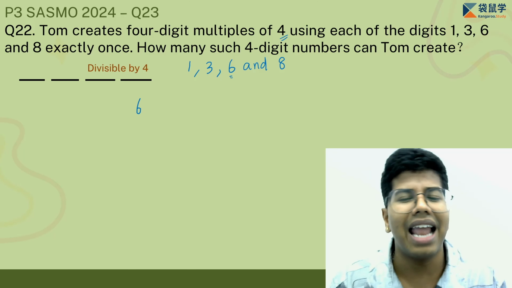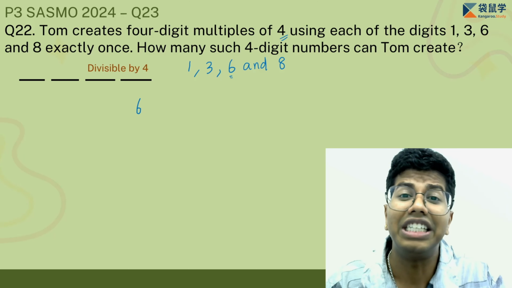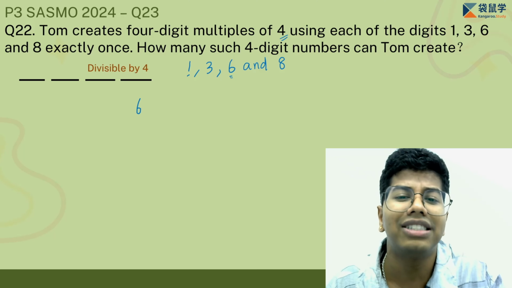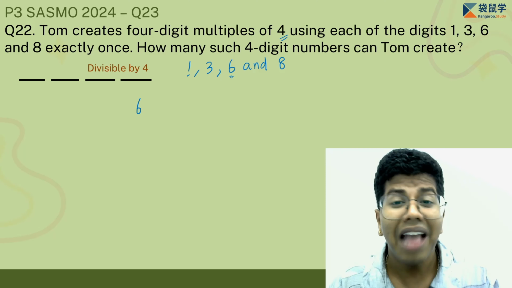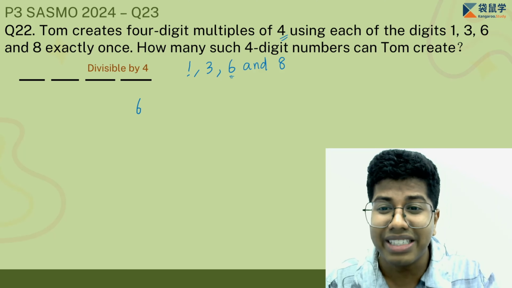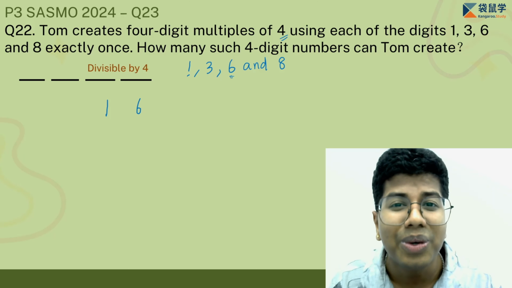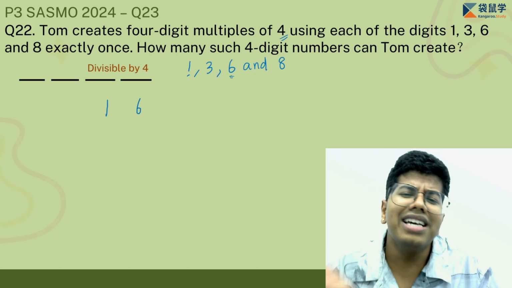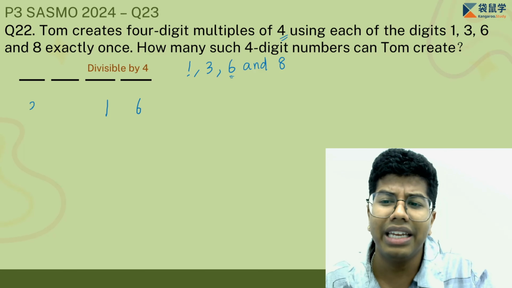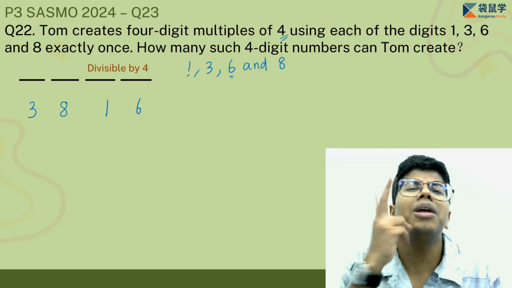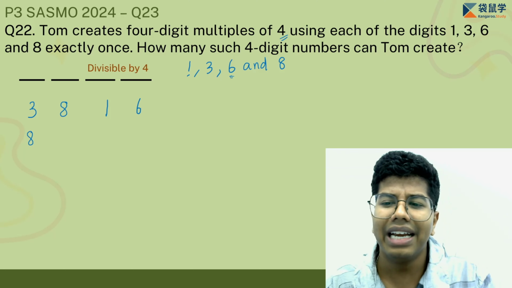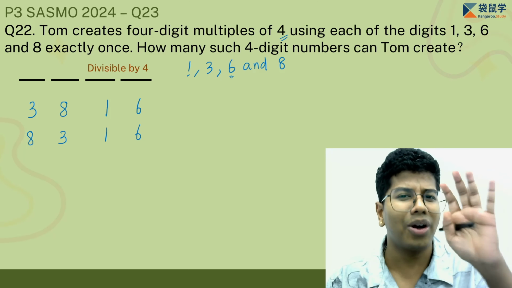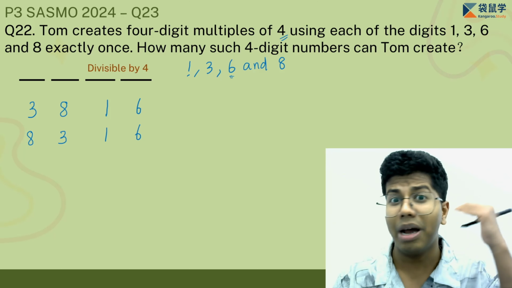Now, if I put 6 as the last digit, what can be the second last digit in such a way that it forms a number divisible by 4? Let's just check the very first number, 1 and 6. Is 16 divisible by 4? Yes, it is. So here I can put 16, that is 1 and 6 as the last 2 digits. So if the last 2 digits are 1 and 6, which 2 digits can I put here? Yes, the remaining ones. I can either put 3, 8, or we can switch the places of 8 and 3, that is 8, 3, and the last 2 digits remain the same, that is 1, 6. So keeping 6 constant, I got these 2 numbers.